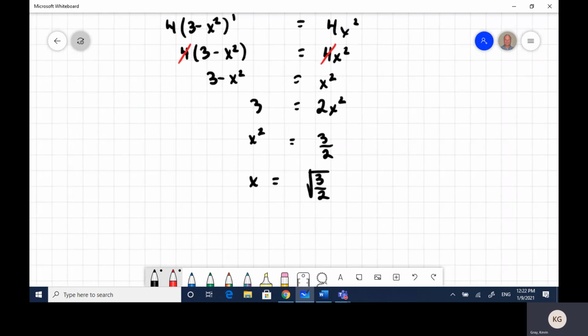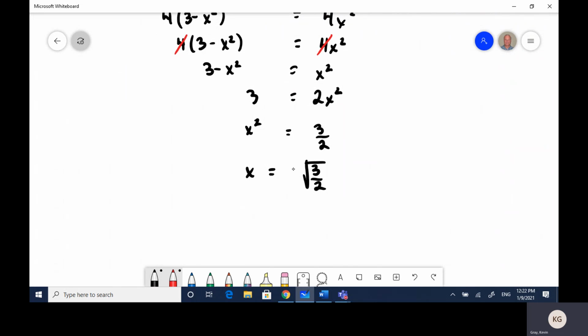Now, square root of 3 over 2, remember, mathematically, it should be plus or minus, okay? But I'm only interested in the plus, again, because x has to be greater than 0, right? Because we're talking about a distance or a length of a line.